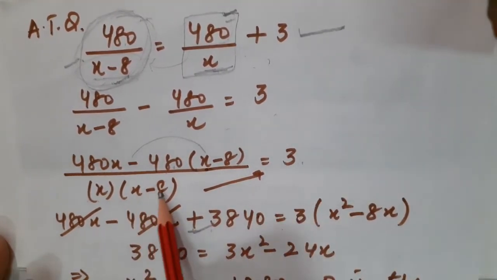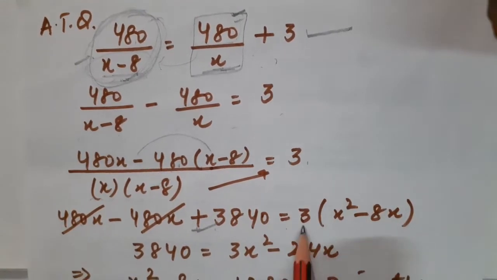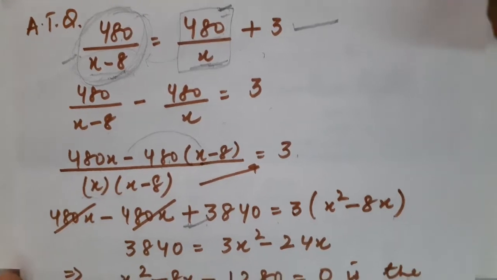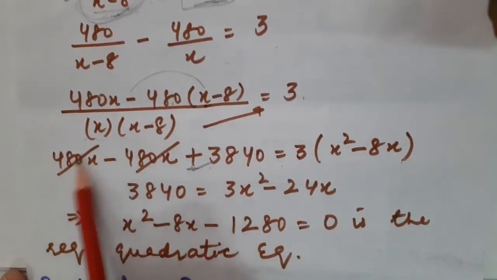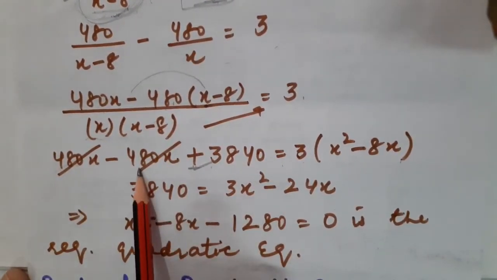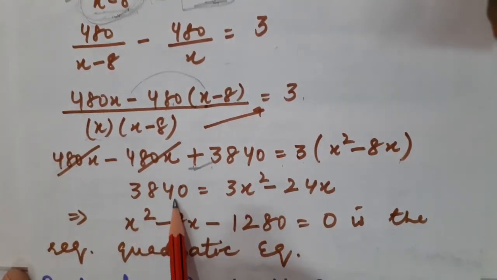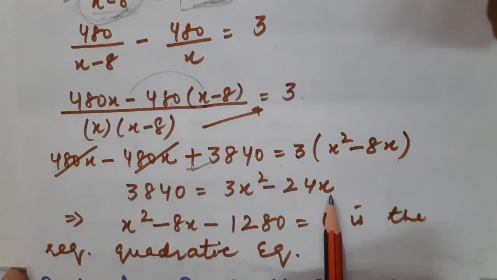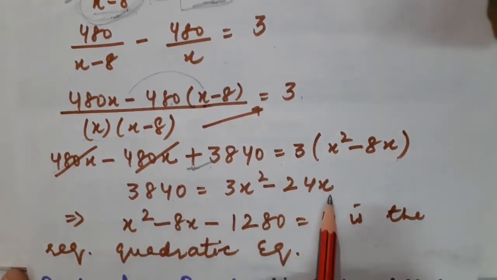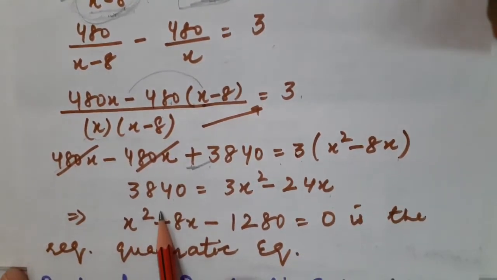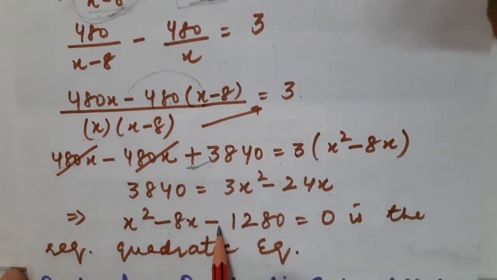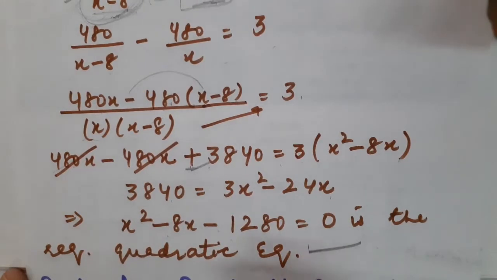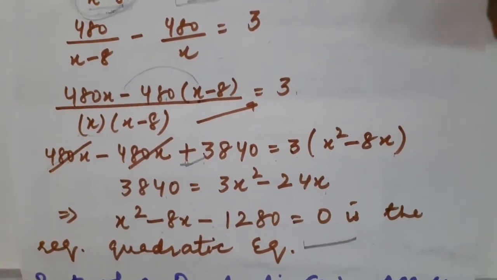3840 is equal to, while cross multiplying, you can write 3 into x square minus 8x. Correct? Now simplify. 480x and minus 480x are going to be cancelled. This is 3840 is equal to 3x square minus 24x. While taking 3 common, I have got x square minus 8x minus 1280 is equal to 0, which is the required quadratic equation.